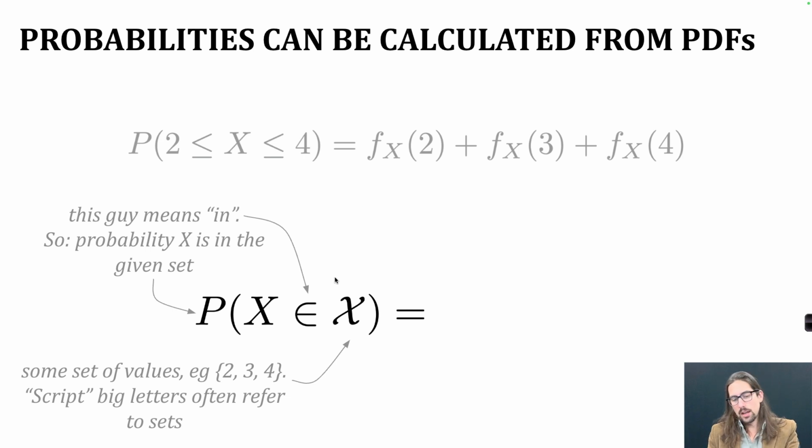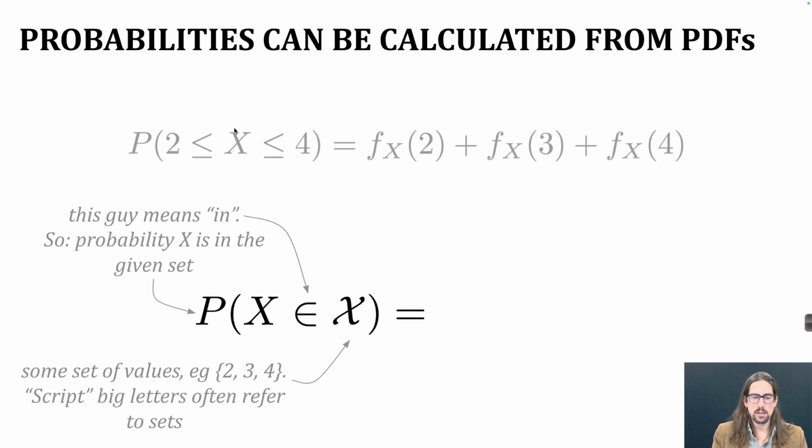So generically, when we ask about the probability, again, this is a concrete example, but the general case will be we're asking about the probability that a random variable takes some value in some set.